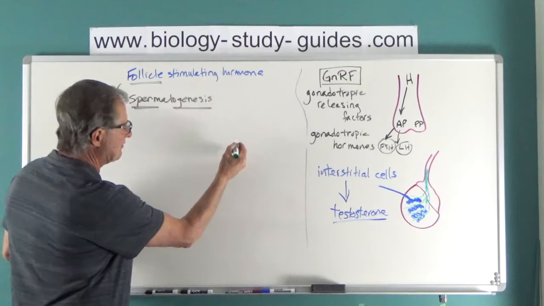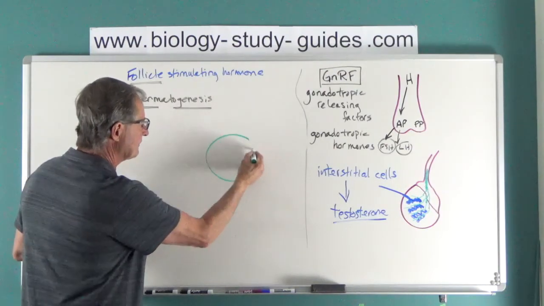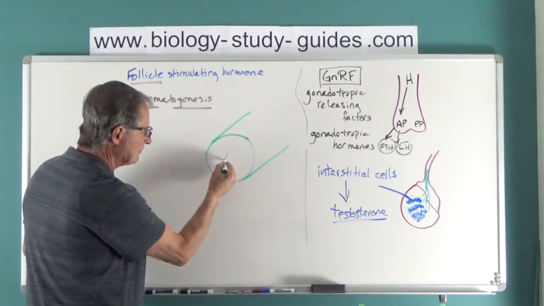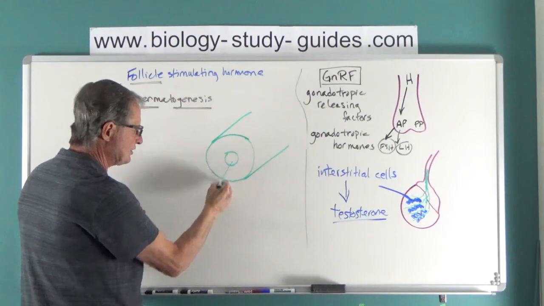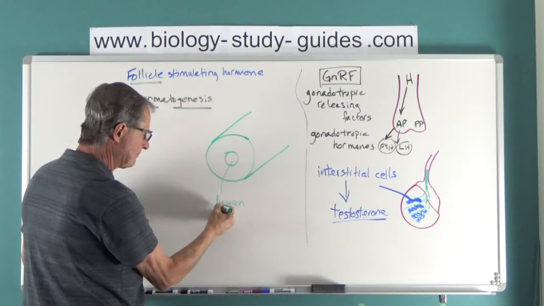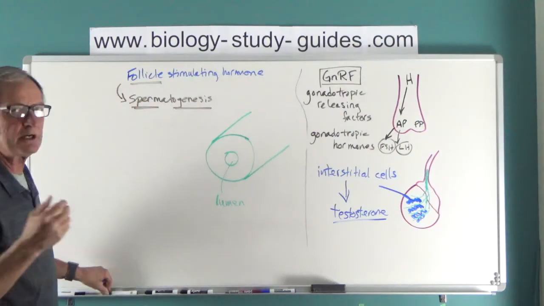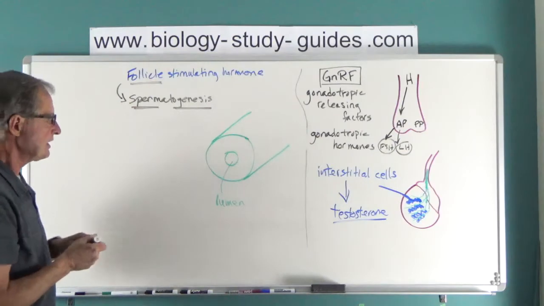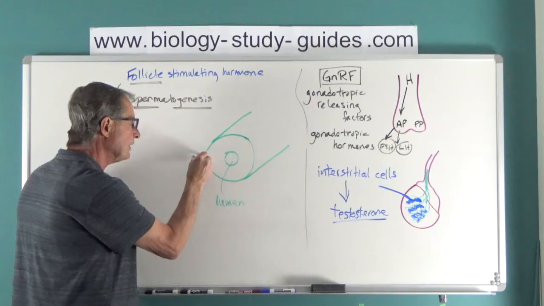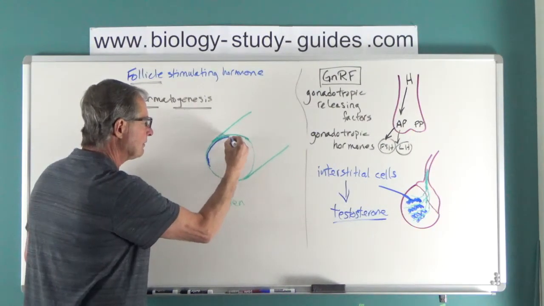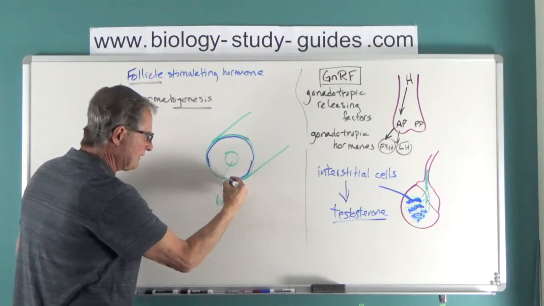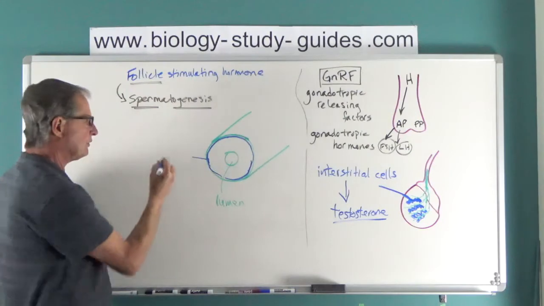I'm going to illustrate it by drawing a cross-section of a seminiferous tubule. There's the lumen. That's the center area. The center of any tube is called a lumen. The key feature here for spermatogenesis is the fact that there's a germ layer near the outside of this tube, so it goes all the way around. It's a special layer of cells called a germ layer, germ meaning germinate, or to grow.